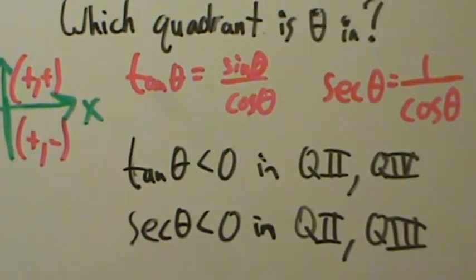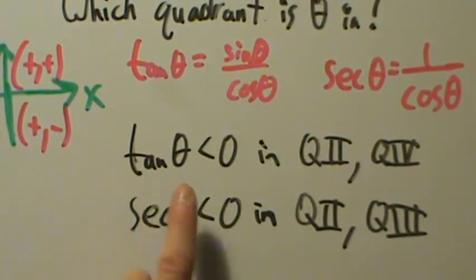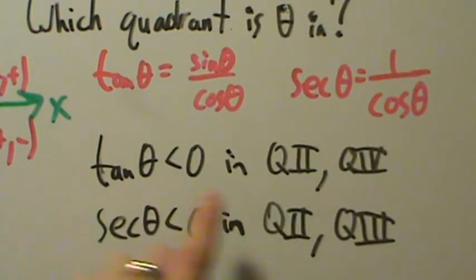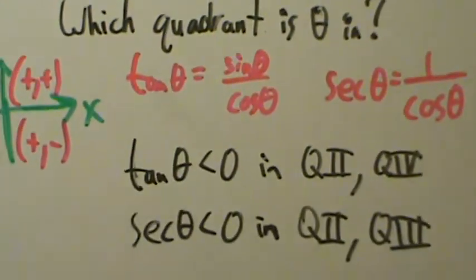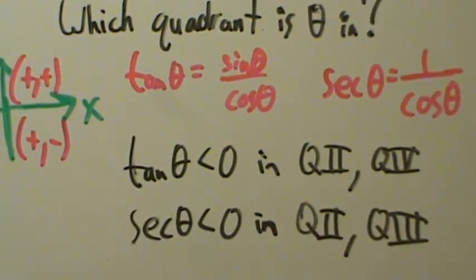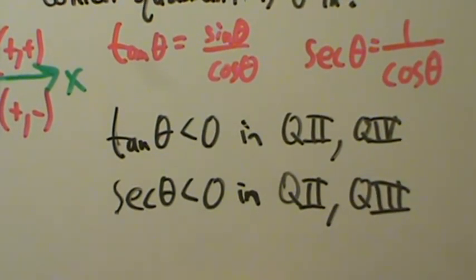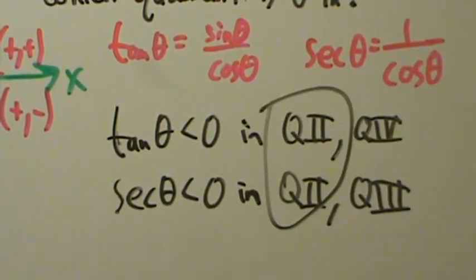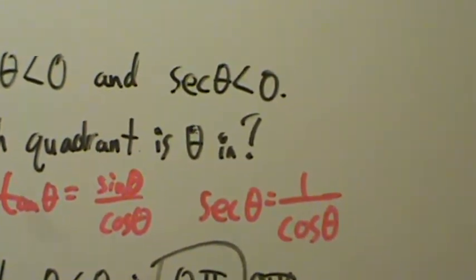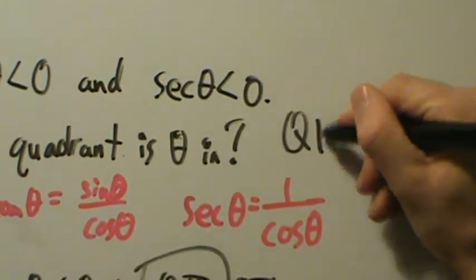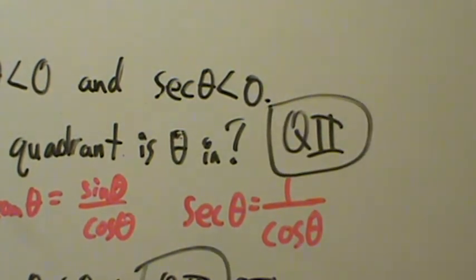Okay. So here's what's going on here. So tangent of theta is negative. That means we're in quadrant 2 or 4. Secant of theta is negative. That means we're in quadrant 2 or 3. Okay. So since we're in 2 or 4 and we're in 2 or 3, then we have to be in 2. Okay. So then the answer to this question is, which quadrant is theta in? Theta is in quadrant 2. Okay. And that's it for example 2.